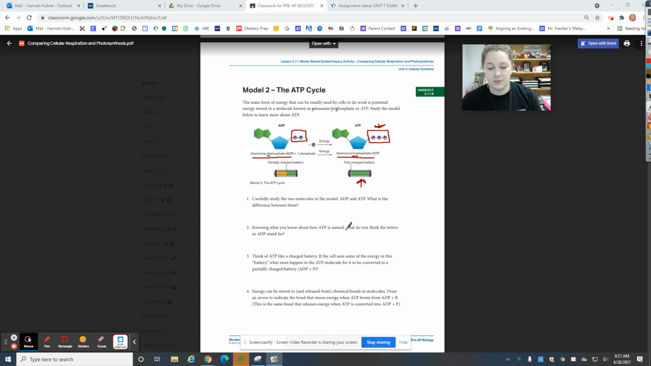And then energy can be stored in and released from chemical bonds in molecules. Draw an arrow to indicate the bond that stores energy when ATP forms from ADP. This is the same bond that releases energy when ATP is converted into ADP. So it's this bond right here. Let me see this beautifully drawn arrow. That bond right there, when that breaks, that releases energy.